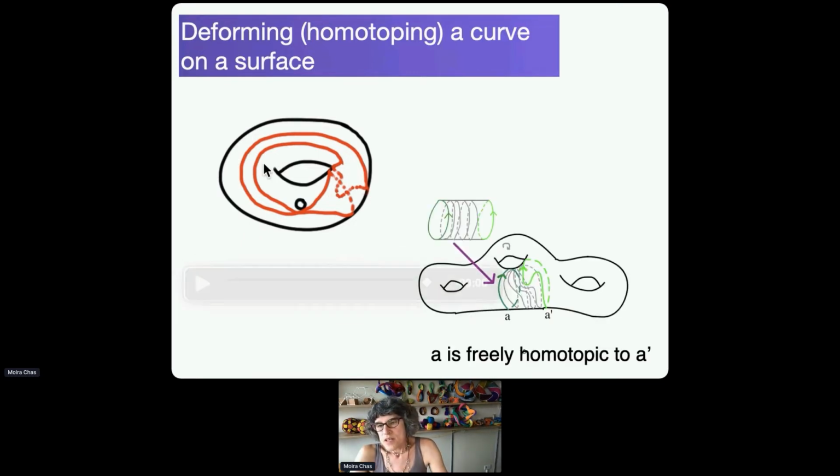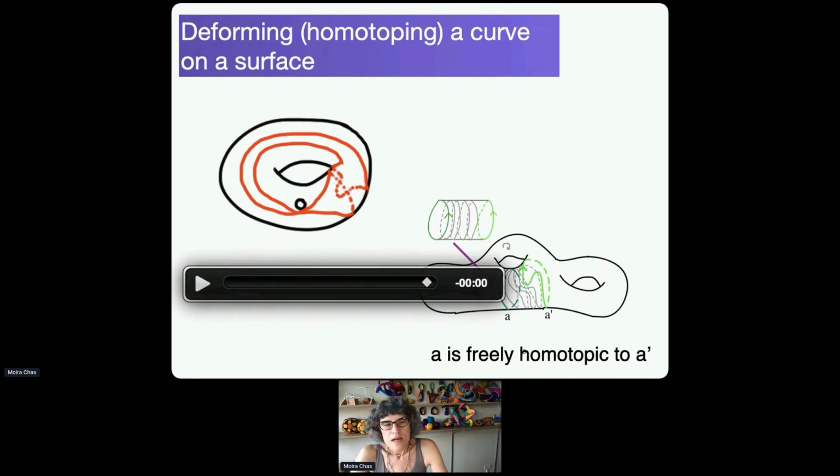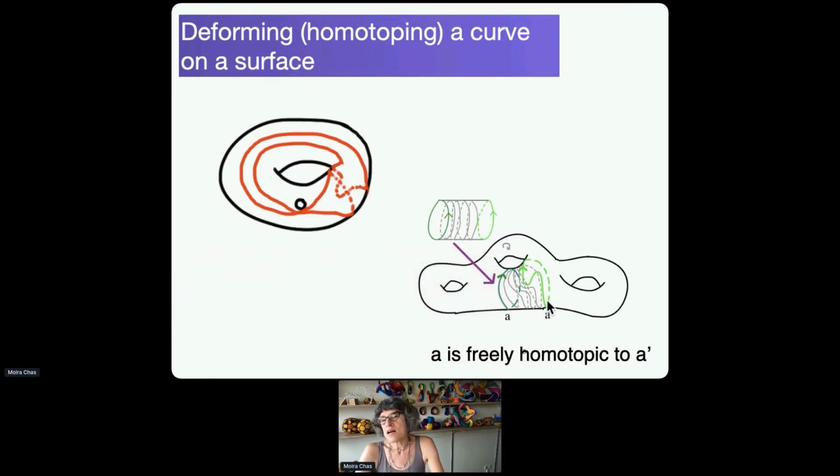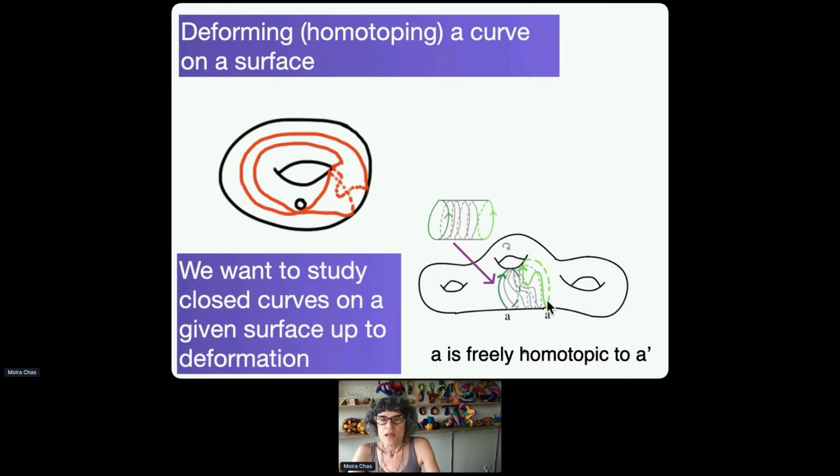Another way is to imagine that you can map a cylinder to the surface. You map a cylinder to the surface, and one boundary component goes to one curve, the other boundary goes to the other curve, and that gives me a homotopy or a deformation of the curve.